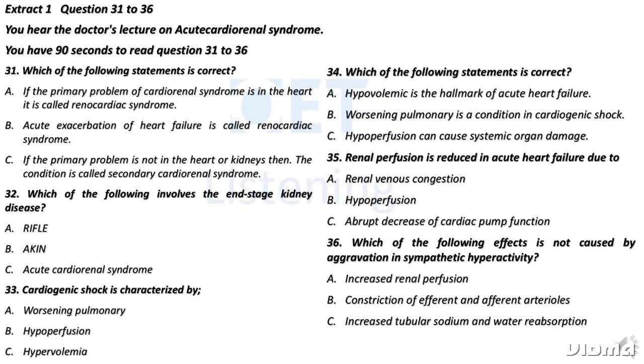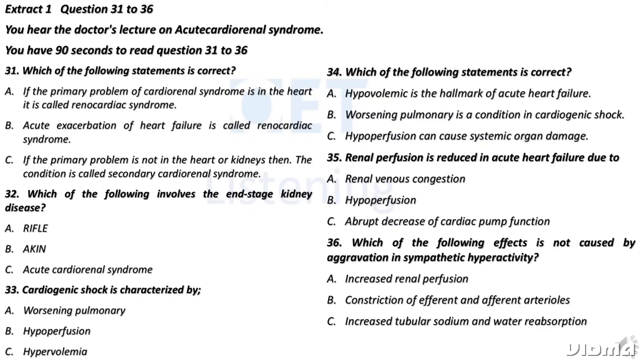Hence, we suggest that renal injury due to cardiogenic shock should not be included in its definition. So, discussion of acute cardiorenal syndrome is limited to renal injury caused by acute heart failure. Multiple mechanisms have been implicated in the pathophysiology of cardiorenal syndrome.